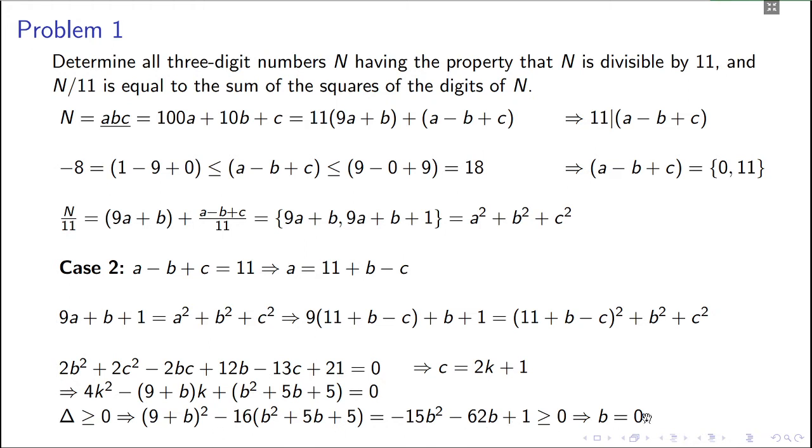So b equal to 0, just substitute it here, and you will get k equal to 1 and k equal to 5, I guess. And from there you can see that c has either 3 or it's a 2-digit number. So k equal to 1 and c equal to 3, and from there you just put it here and a will be 8. So 803. So there are only 2 numbers, 550 and 803.